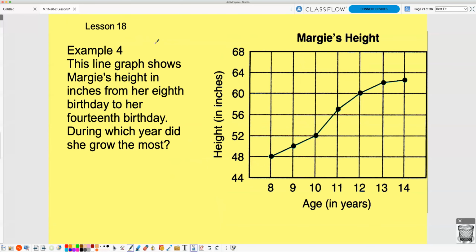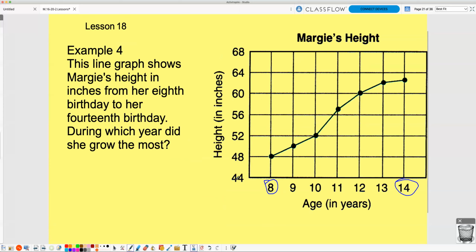Let's look at a line graph here. This line graph shows Margie's height in inches from her 8th birthday. You can see she was 8 years old here, age in years, to her 14th birthday, all the way to the age of 14. During which year did she grow the most?